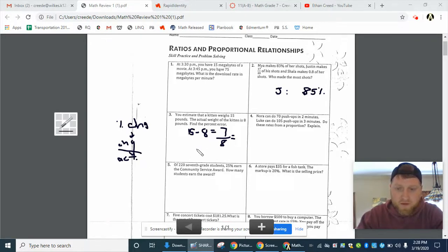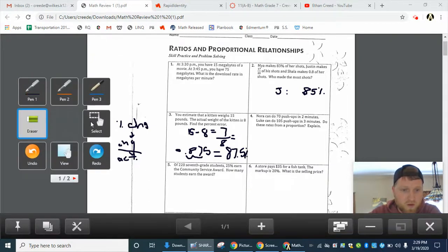So you take 7 and divide it by 8, you should get 0.875. If you convert that to a percent, move that decimal 2 places to the right, you should get 87.5%. That was our percent error. Not a very good percent error. Obviously, our guessing skills are terrible, but here's the answer for that.